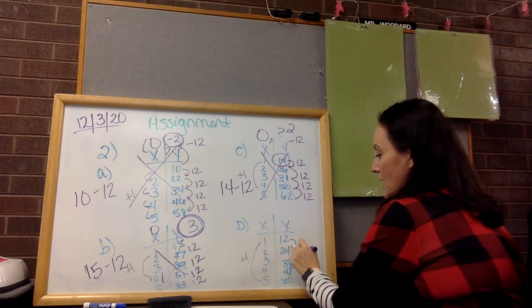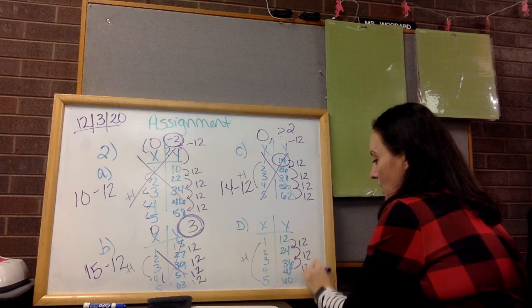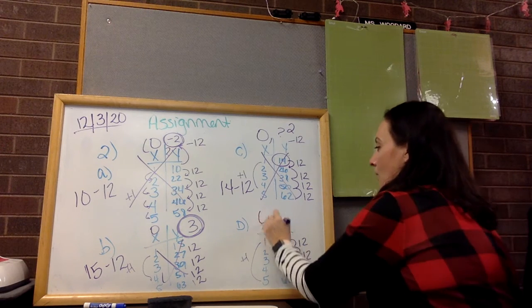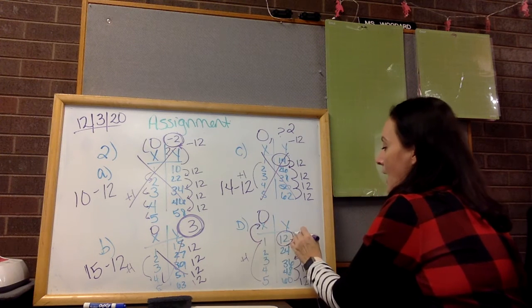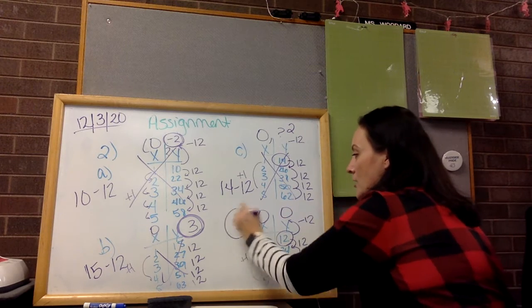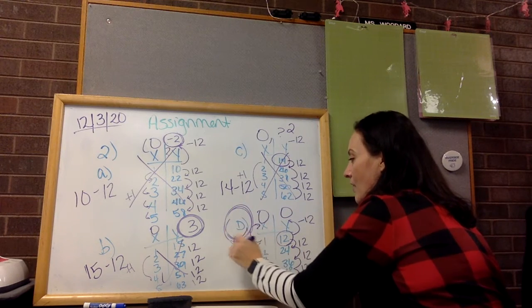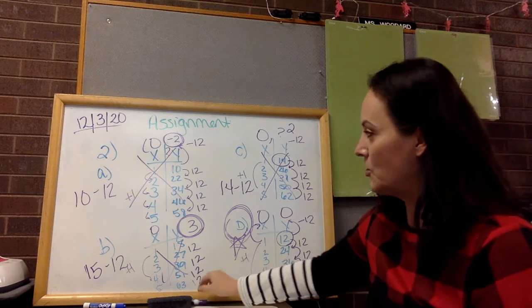This one's the same thing. 12 to 24 is 12. 24 to 36 is 12. 36 to 48 is 12. 48 to 60 is 12. But notice this time, when X is 0, here's my last one. When I'm going back 1, I'm going to subtract the 12 here. 12 minus 12 is 0. So D should be my lovely answer for number 2.